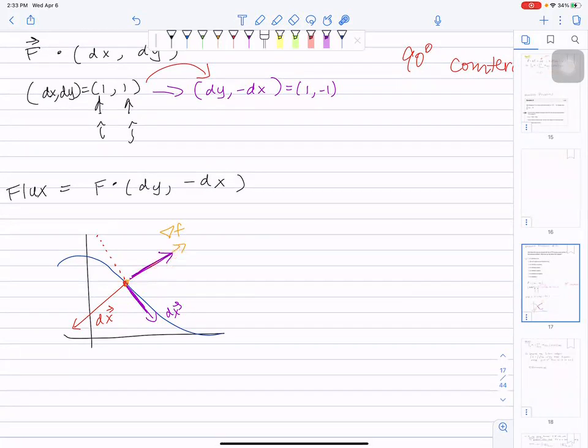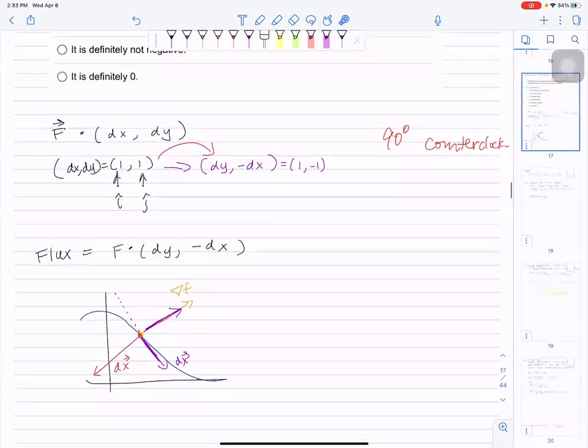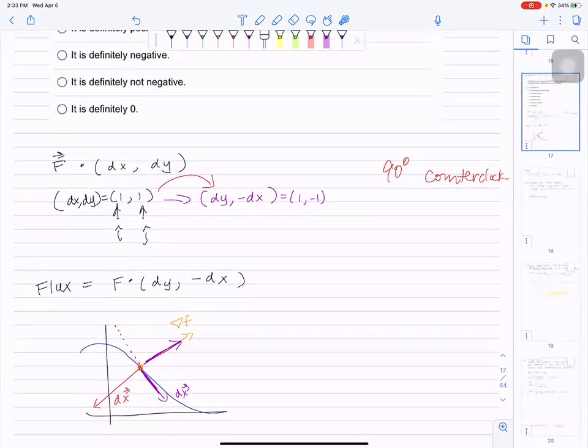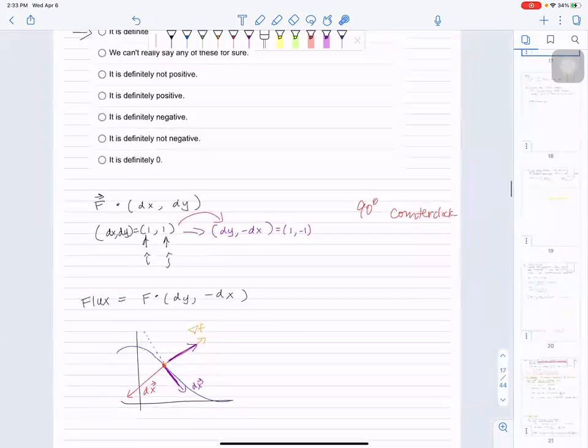So the point of this question is to realize that your dx bar is parallel to your gradient, so the dot product can't be 0. In flux, the dx bar is parallel to the gradient, but in work, it's tangent. So in question 9, it was tangent, so they were orthogonal, and the dot product was 0. Now in flux, the dot product cannot be 0 because they're parallel. Okay. Any other questions on these two problems?